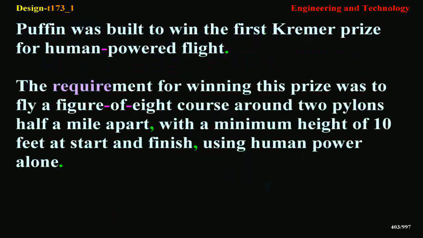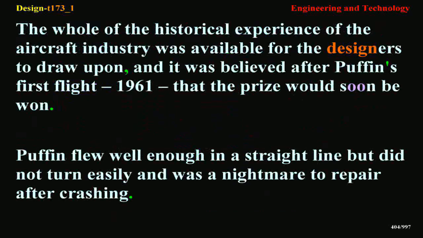Puffin was built to win the first Kremer Prize for human-powered flight. The requirement for winning this prize was to fly a figure of 8 course around 2 pylons half a mile apart, with a minimum height of 10 feet at start and finish, using human power alone. The whole of the historical experience of the aircraft industry was available for the designers to draw upon, and it was believed after Puffin's first flight in 1961 that the prize would soon be won.